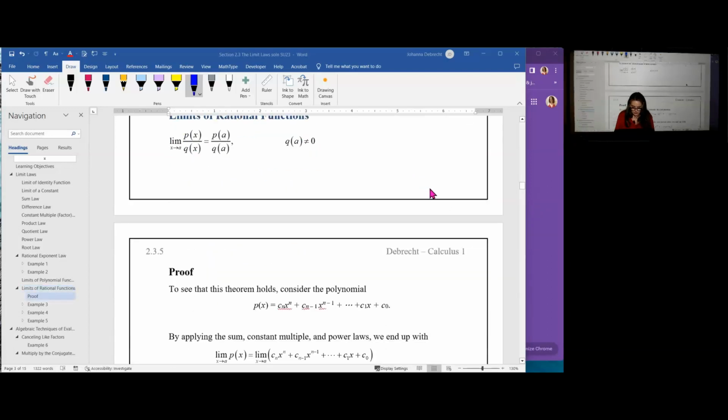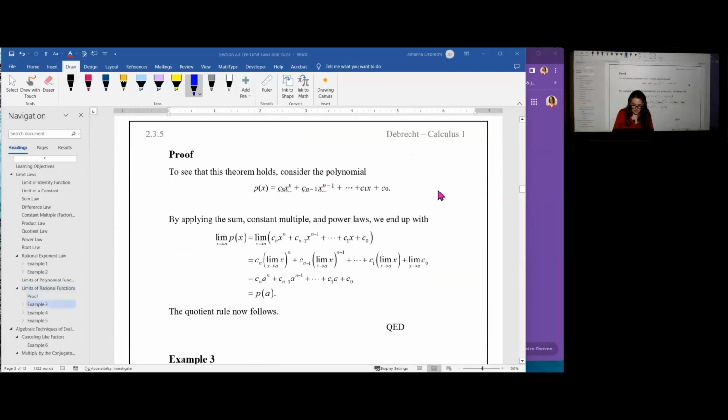Now let's go through and talk about the proof of this one right here. To see that this theorem holds, think about what a polynomial is. It is the sum and difference of terms with real number coefficients, c sub n, c sub n minus 1, multiplied by the variable, usually x, raised to a whole number exponent. It can be 0. Anything to the 0th power is 1, but otherwise it has to be a positive integer.